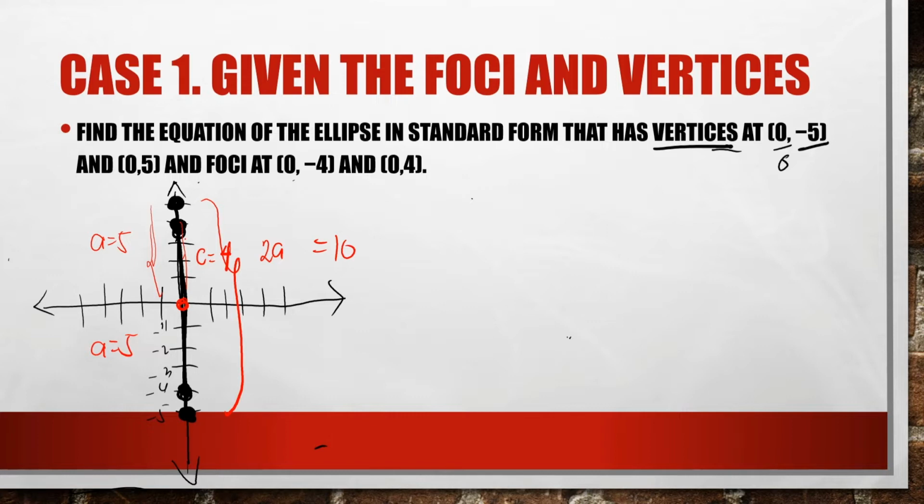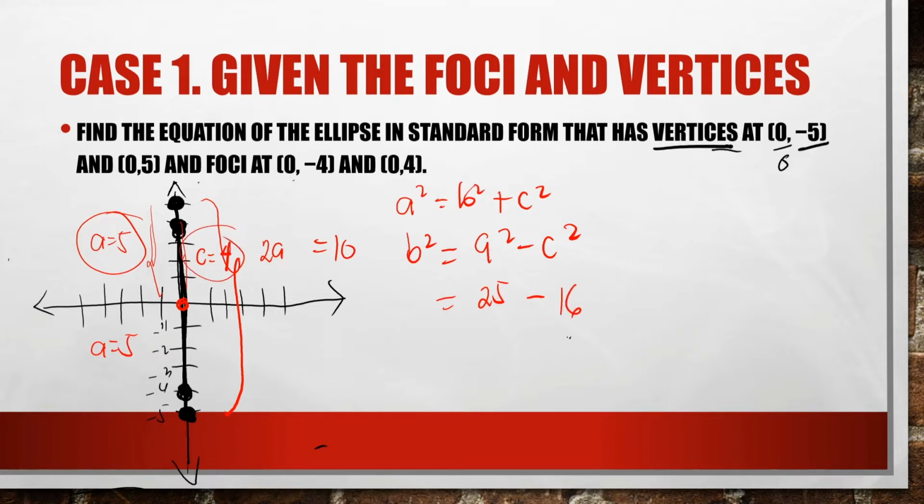Then, apply na natin ulit yung Pythagorean theorem. So, a squared is equal to b squared plus c squared. Para mahanap natin yung b squared, a squared minus c squared. So, a is 5, 25, minus c squared, yung c natin is 4, magiging 16. So, b squared is equal to 9. Parang ganun lang din. Halimbawa lang na makalimutan mo yung distance formula, ganyan yung gagawin mo.